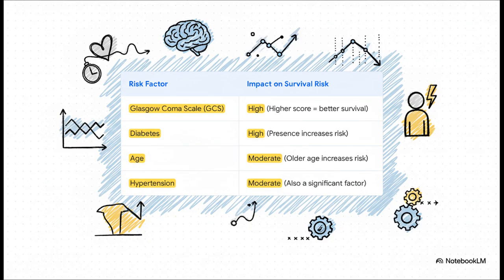It found 4 key factors that really mattered. The Glasgow Coma Scale, or GCS, had a high impact. A higher score, meaning the patient was more conscious, was linked to much better survival. And look, there it is again, diabetes also had a high independent impact. Age and hypertension were also significant, but their impact was a little more moderate. This is how we go from a simple comparison to a much more sophisticated picture of risk.